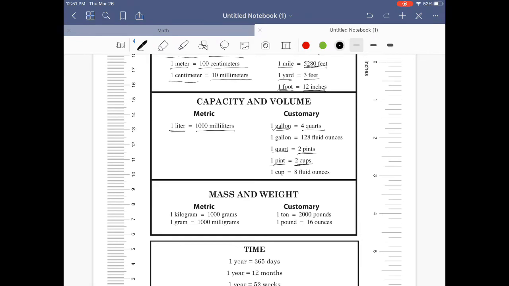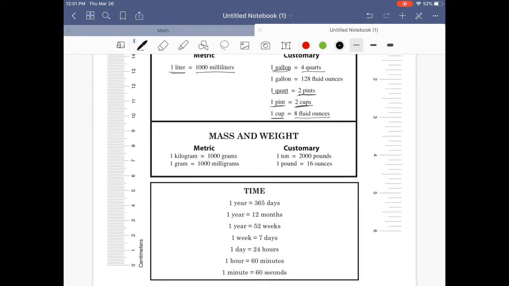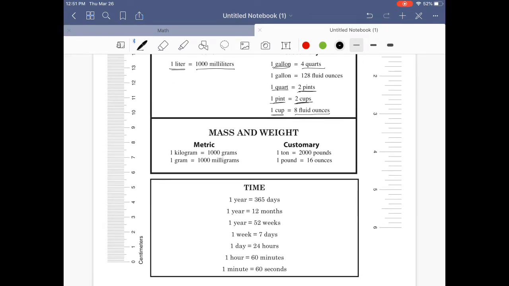So those are the liquid ounces that we're talking about. If you're measuring water or milk or something and you're baking and you're putting a liquid in, those are those fluid ounces. Then we jump down to mass and weight.